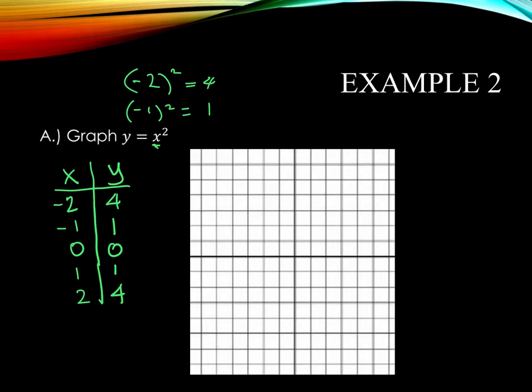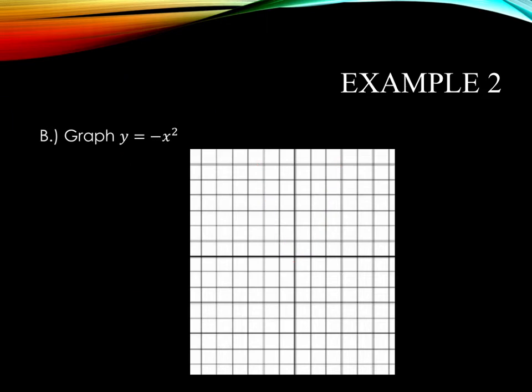So now I'm going to go ahead and plot these points. Okay, so right here you can see I've got all my coordinate points, and then I'm just going to come through and connect them with a nice smooth curve. And notice I have a U-shaped parabola that has a minimum, or a vertex, at the coordinate point 0, 0. And that completes this example.